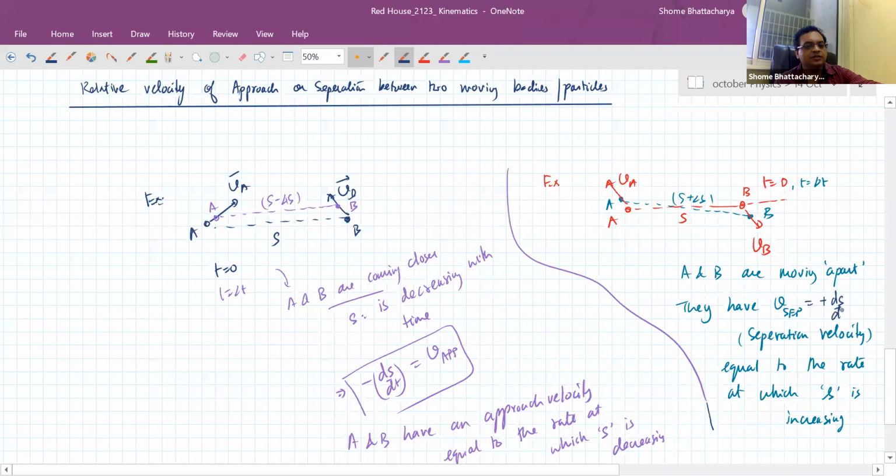Now next we will see that if we know the individual velocities of A and B, how we can calculate the approach and separation velocity.